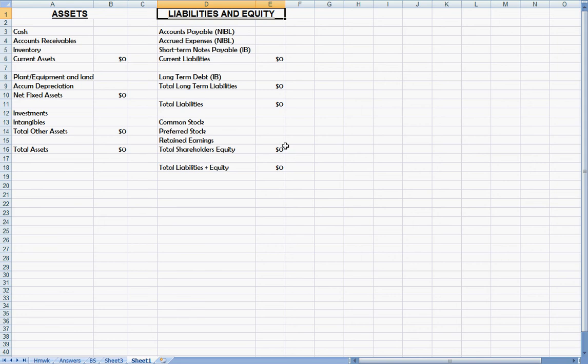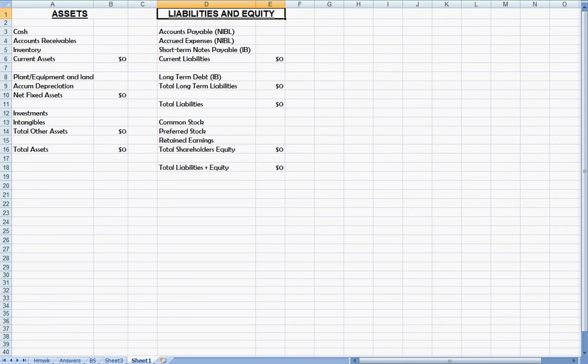We can then take our total liabilities, add it to our total shareholders' equity, and we'll have total liabilities plus equity. The most important thing to remember about the balance sheet is that it balances. That means the total assets must equal exactly what the total liabilities and equity total. So if this were 500, this would need to be 500. And we're going to see that as we do an example.